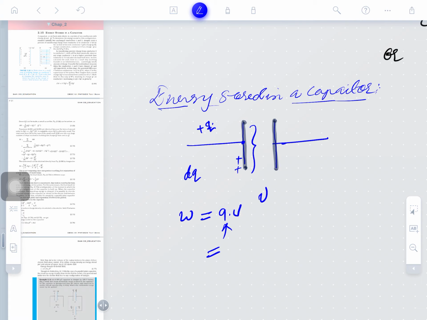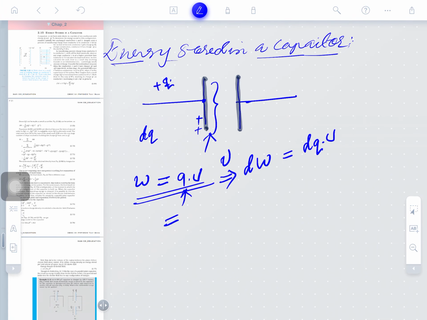And what is C? The work done depends on the capacitance also, on how much charge it can hold. So we can write del W, a small element of work, is done in transferring del q charge at V potential. Clear, guys? Integrating either side, we can calculate the total work done.